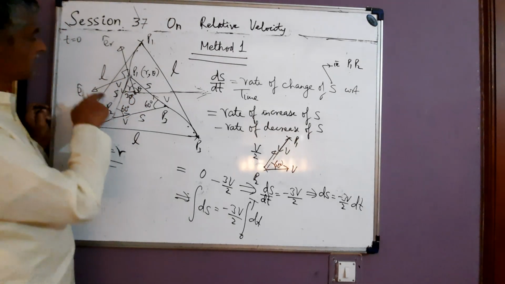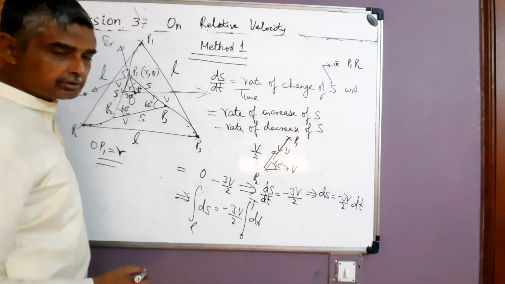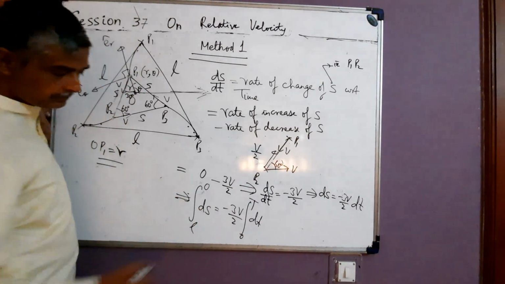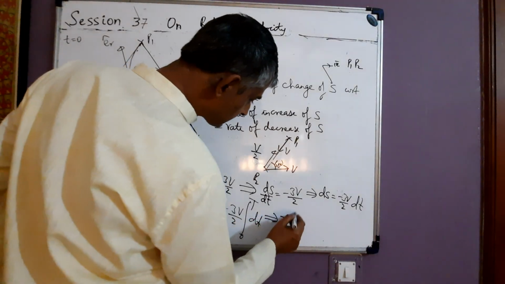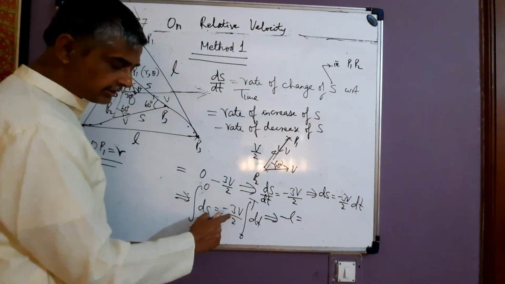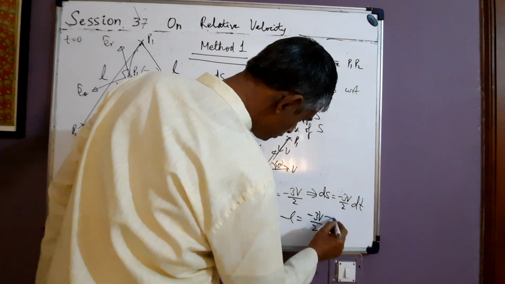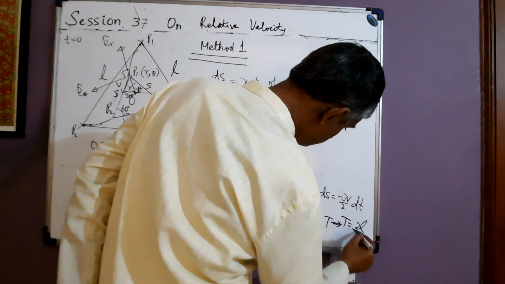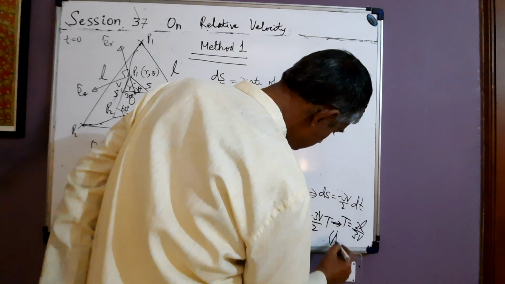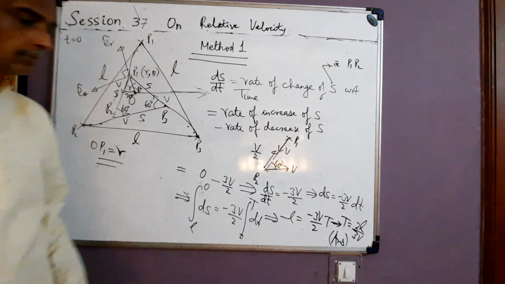Initially s was just equal to L, and when the points meet, the distance between any two points P1, P2 will be 0. Now integral ds from L to 0, on integration, we get minus L. V is constant, so this is outside the integral anyway. By 2 into T, meaning T equal to 2L by 3V. This is the answer by method 1.